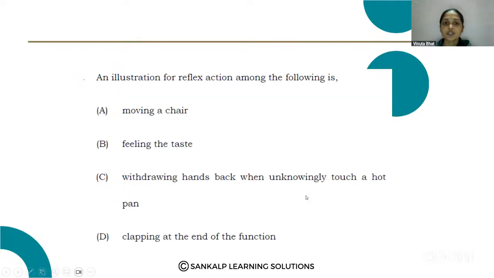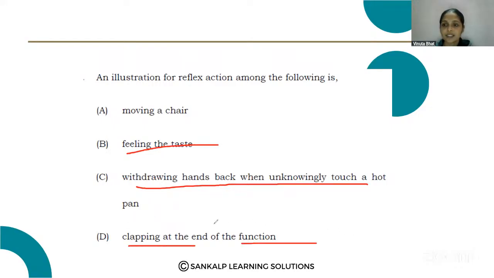Then, which of the following is an illustration of reflex action? Moving a chair, feeling the taste, withdrawing the hand back when unknowingly touching a hot pan, or clapping at the end of the function. Which one of the following is the reflex action?